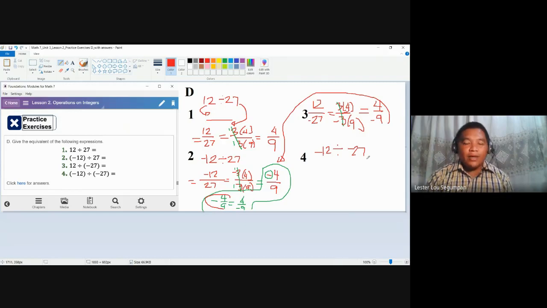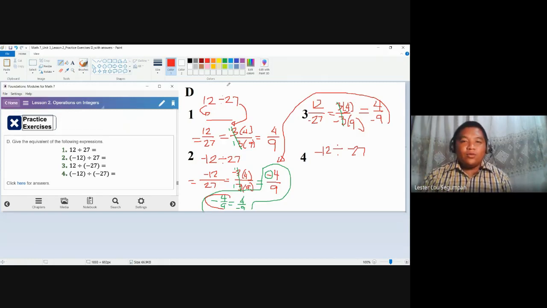Just like in number 1, we divided two integers with the same sign, and our answer is positive 4 ninths. In number 2, we divide integers with different signs, and our answer is negative 4 ninths. Number 3, two integers with different signs, so our answer is negative 4 ninths. In number 4, we are dividing two numbers with the same sign, so we expect that our answer is a positive fraction.